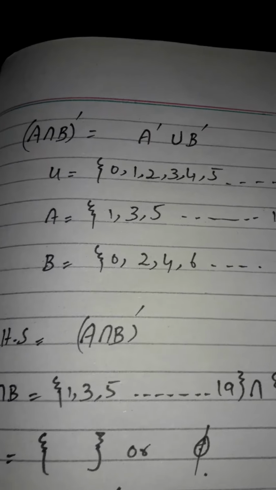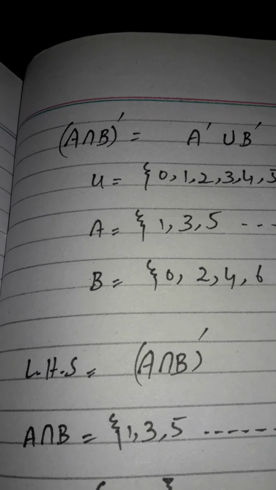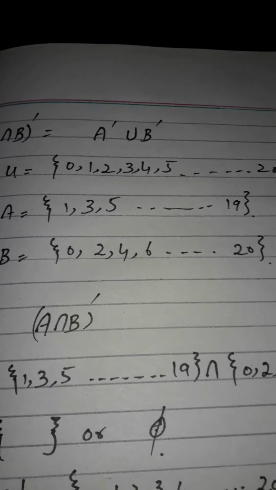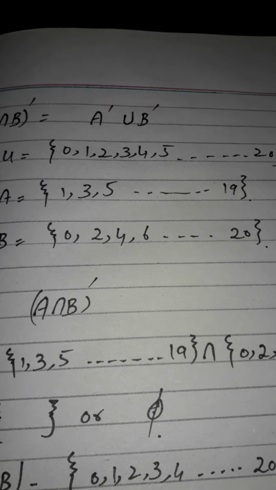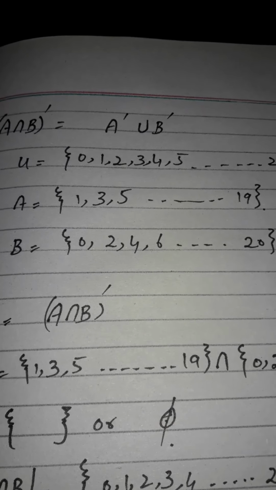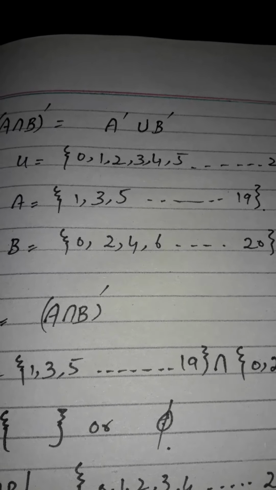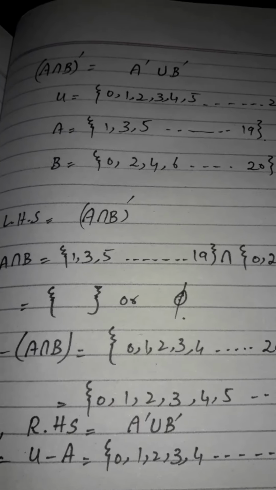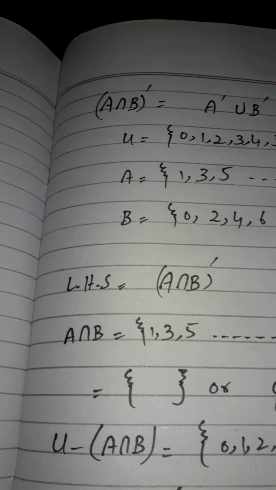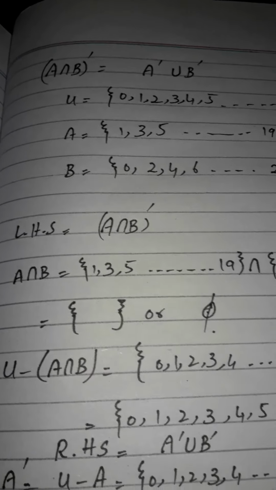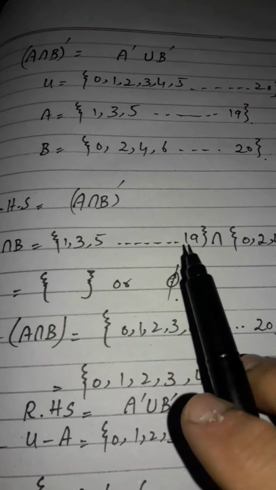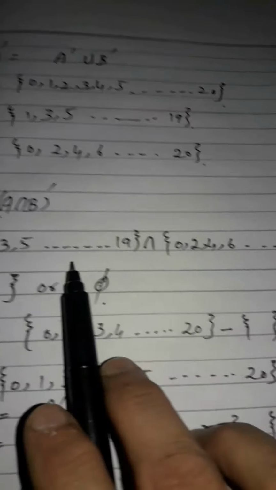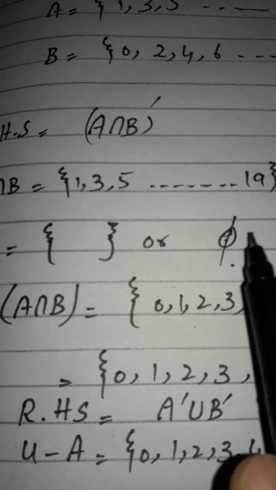Now we have another example. A intersection B complement should be equal to A complement union B complement. U set is the same whole number set till 20. A set is equal to the odd number set 1 till 19, and B set is the whole even number set 0 till 20. First of all, we will find out A intersection B. We take the comparison and write the intersection sign here. Not a single element is common, so the intersection would be the empty set.